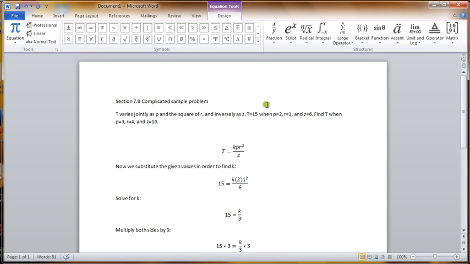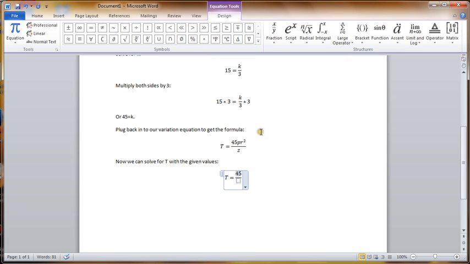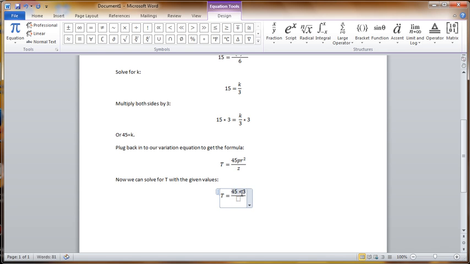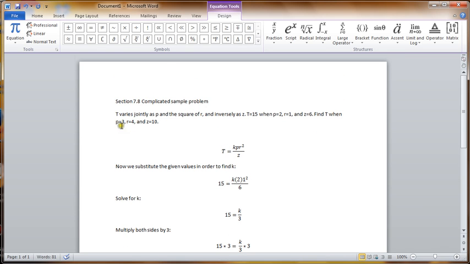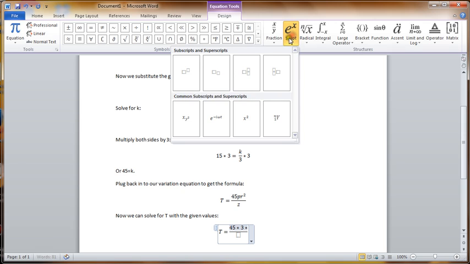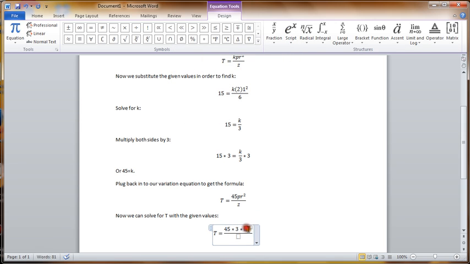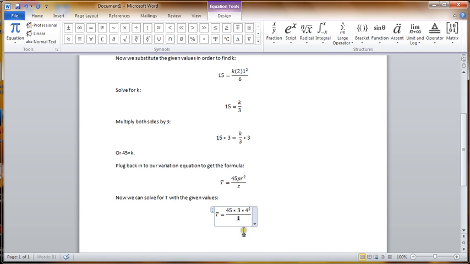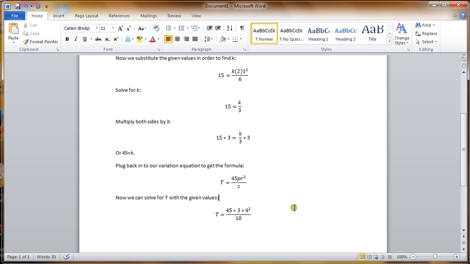Now I'm going to plug in the value of p, so the 45 gets multiplied by p. The value of p should be 3. Find t when p equals 3, r equals 4. So I need to plug in a 4 for r, remembering that it gets squared. So let's do times 4 with the squared option. And then in the denominator, I'm going to put the value of z, which is 10. And then we'll just simplify this expression in order to solve for t.